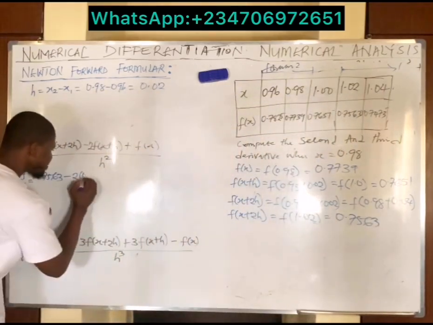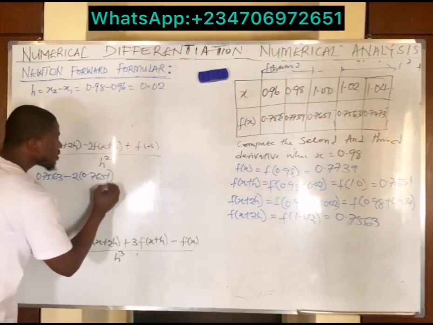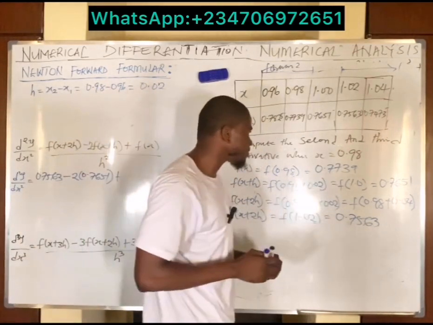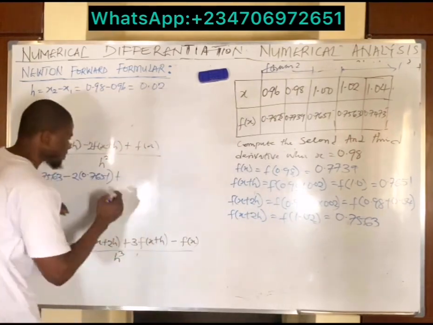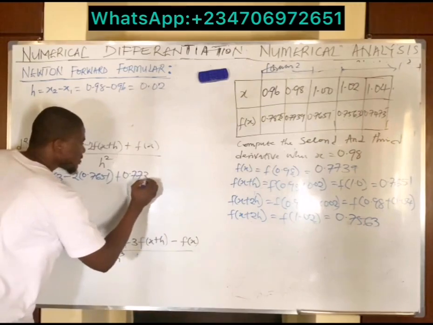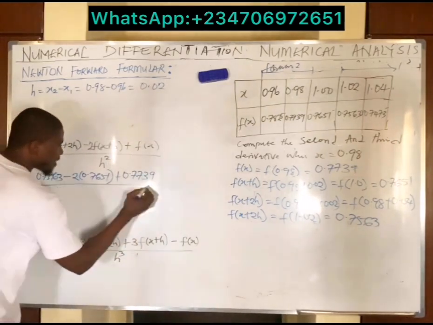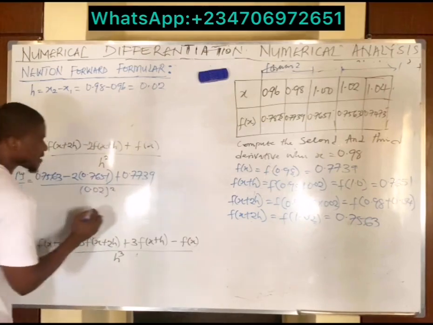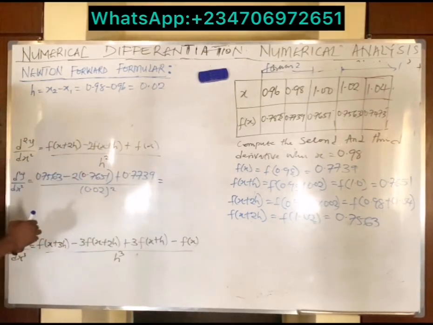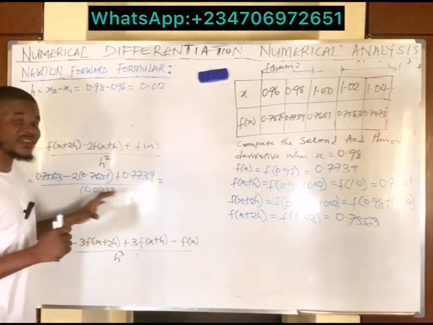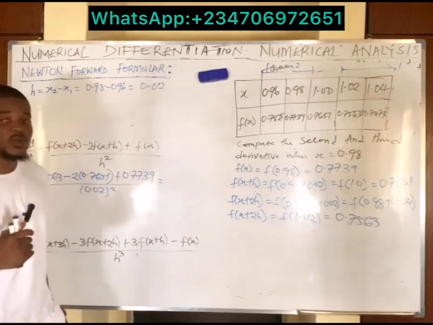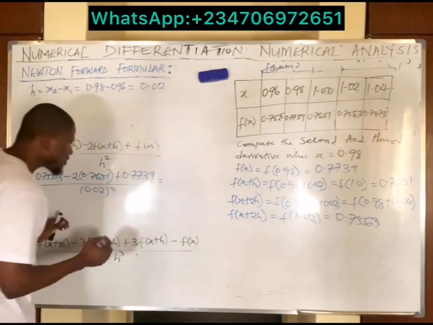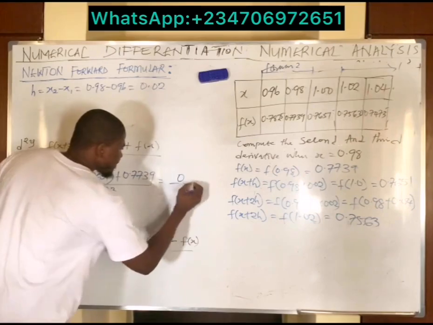So 2 times 0.7651, plus f of x, and f of x gave us here 0.7739. So you have plus 0.7739, divided by h squared. H is 0.02, all squared, right? So for the sake of time, I'm going to evaluate everything at the numerator all together. So do well to punch along with me to avoid calculation errors. Everything at the numerator simply gives us 0 after evaluation.